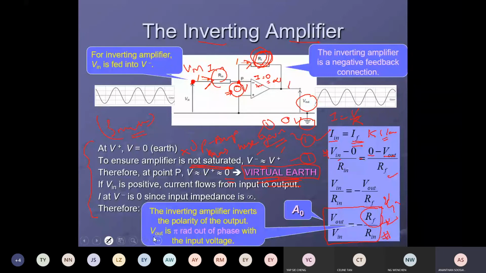And the input and output will have a phase difference of pi radian. If you give a cos input, the output will be a negative cos for the inverting amplifier. So two features: how do you know it's an inverting amplifier? The input must be at the negative terminal, and it must have a feedback. That's the inverting amplifier.